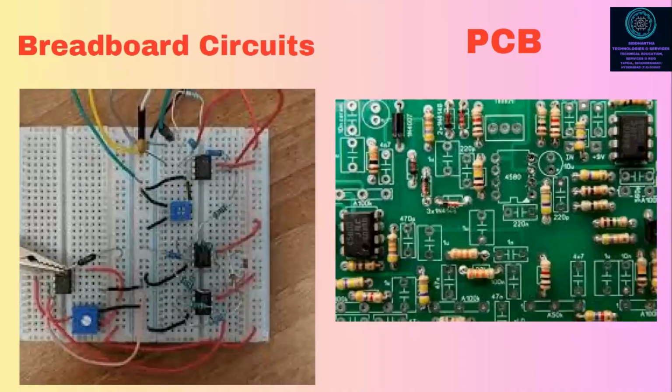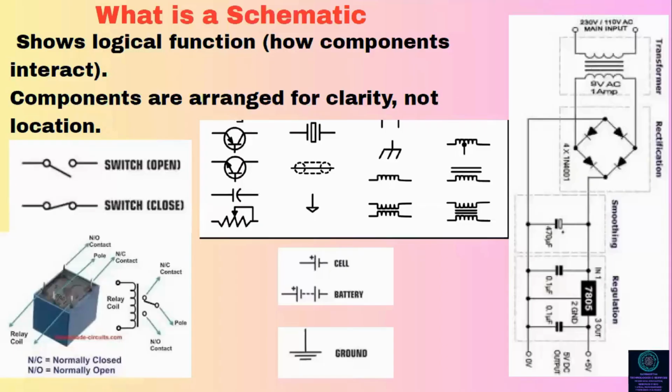So printed circuit boards are permanent and breadboards are not permanent. That means the components, wires, and connections can be removed. For testing purposes, for learning purposes, we learn on the breadboard, and in the industry, the final output or the mass production is done on a printed circuit board, that is PCB. All right. So this point you have to remember.